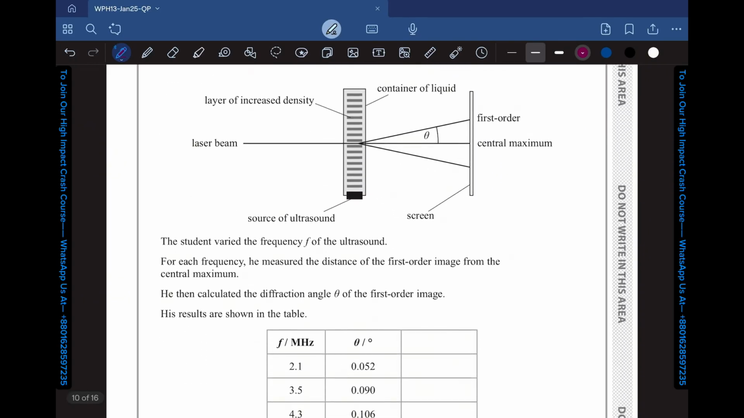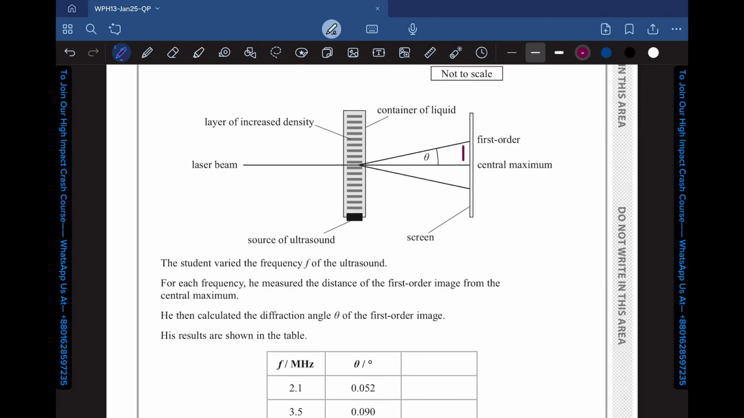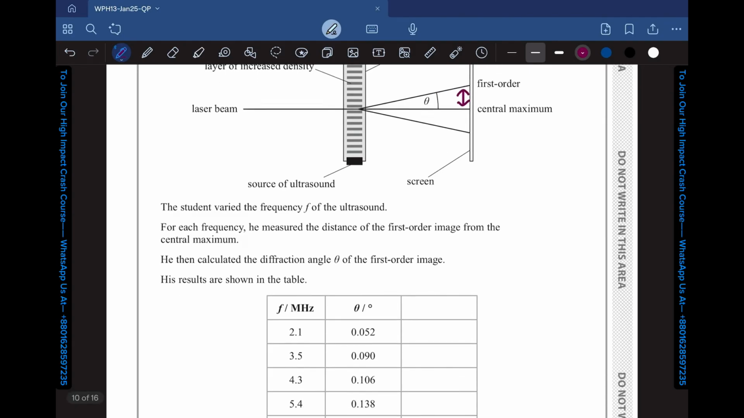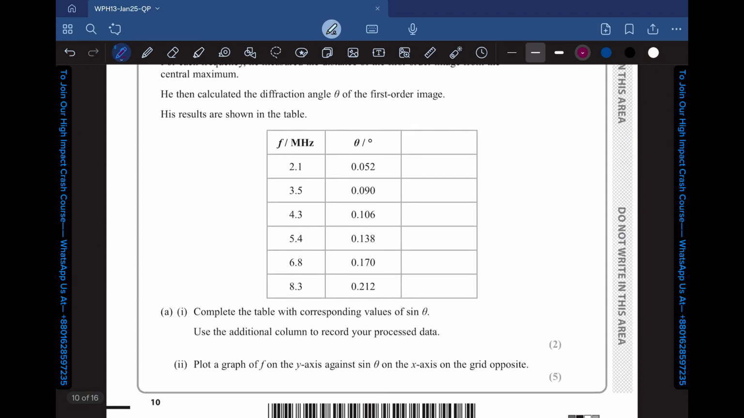Alright. The student varied the frequency of the ultrasound. For each frequency, he measured the distance of the first order image from the central maximum. So basically this distance he measured. He then calculated the diffraction angle theta of the first order image. His results are shown in the table. Now in part A, it says complete the table with corresponding values of sine theta. So now we will actually show the corresponding values of sine theta.